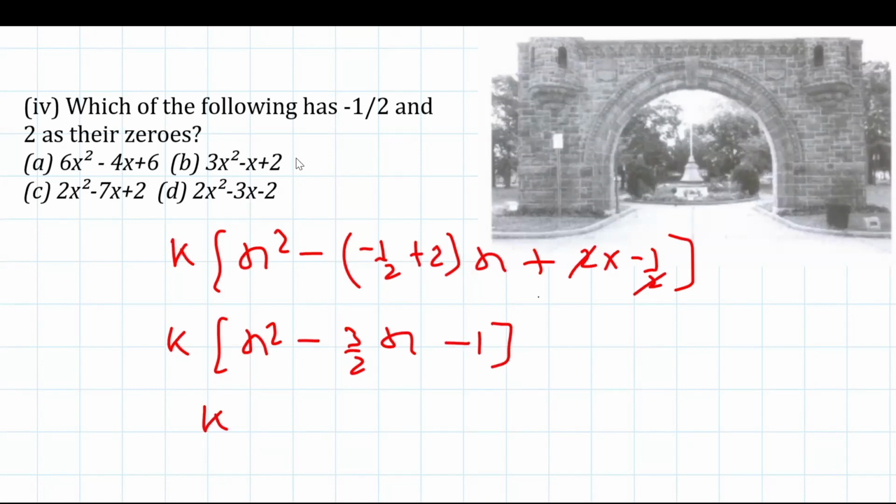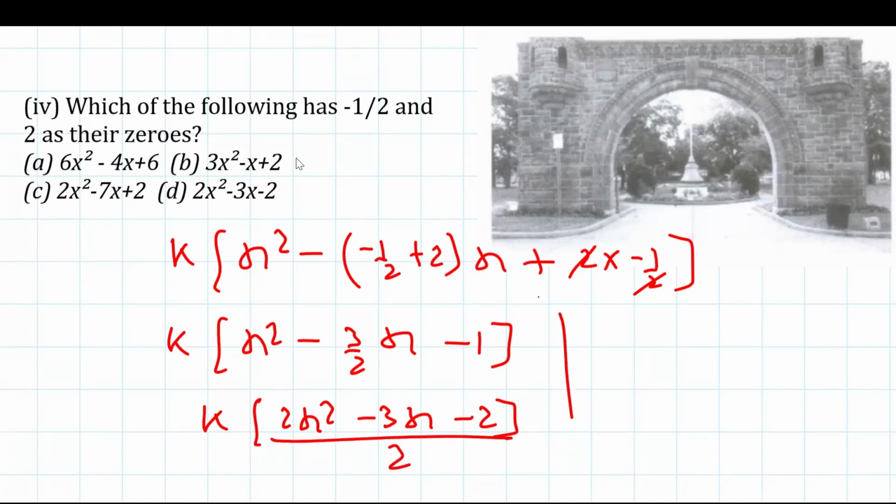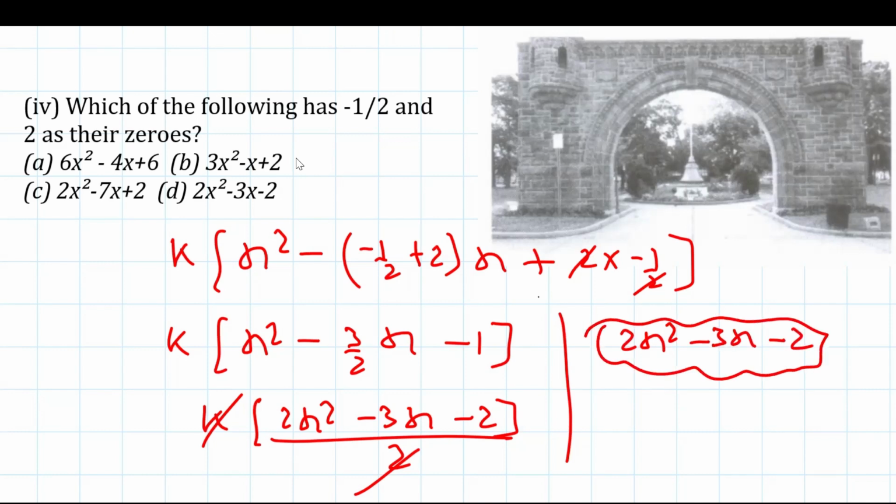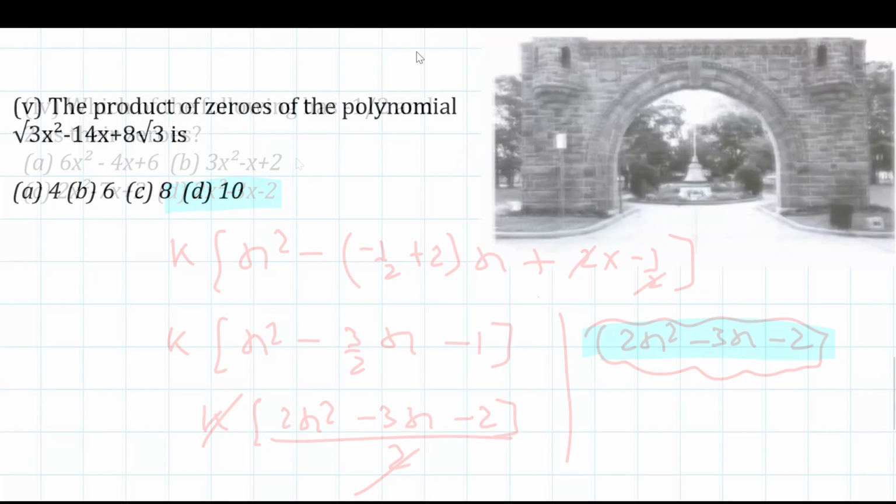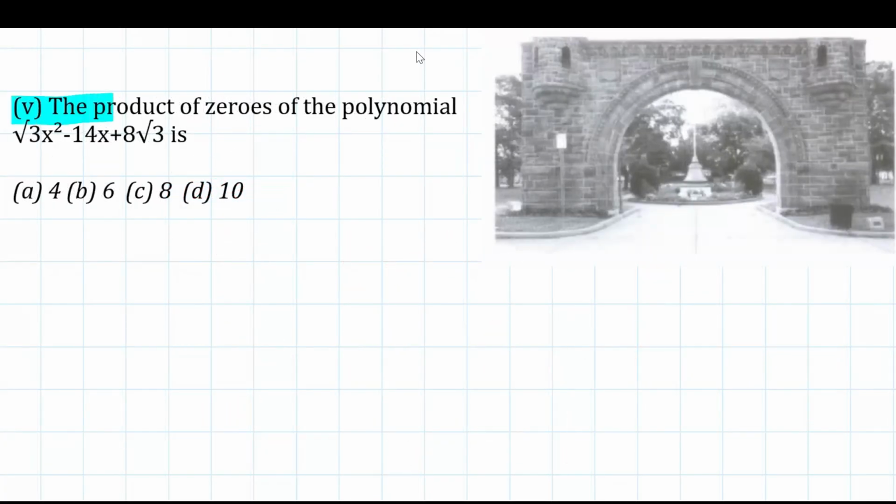Now if I take the LCM, it's going to be 2 times x square minus 3 times x minus 2, all divided by 2. We can cancel these, and as I said, k can take any constant. So we are left with 2x squared minus 3x minus 2. Now we can check which of them it matches. It is the D option, right? This 2x squared minus 3x minus 2 is the correct option, that is option D.